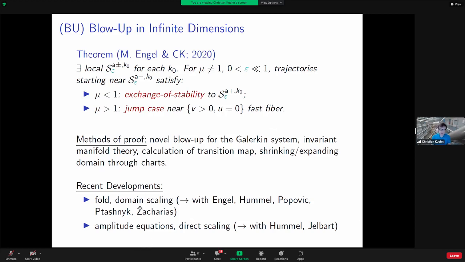But there are also many other developments. As I said, yesterday Thomas presented how to do it with the fold, with some more clever domain scaling and with better estimates in some sense. And in the next talk, Sam will present a little bit of joint work with Felix, on how to do discretization on the leading order critical modes for fast-slow amplitude equations.